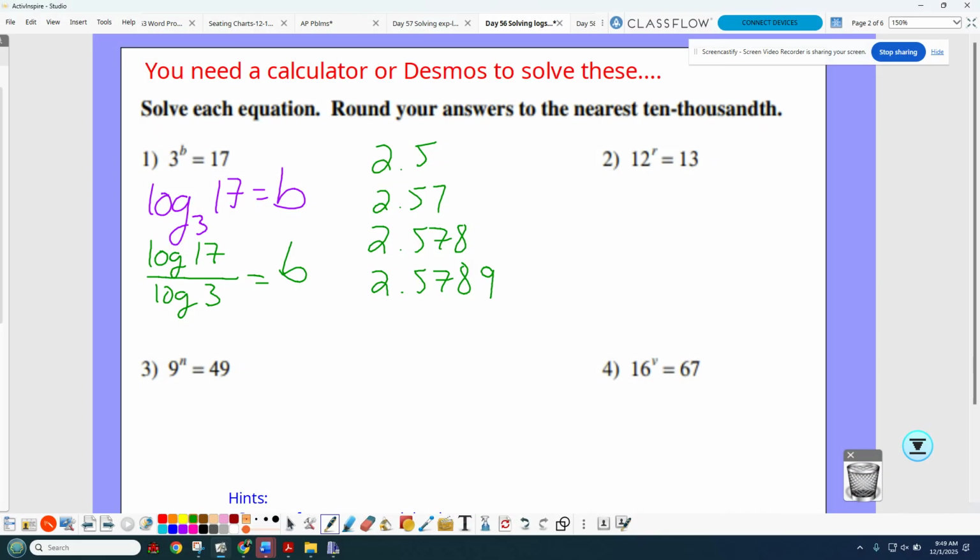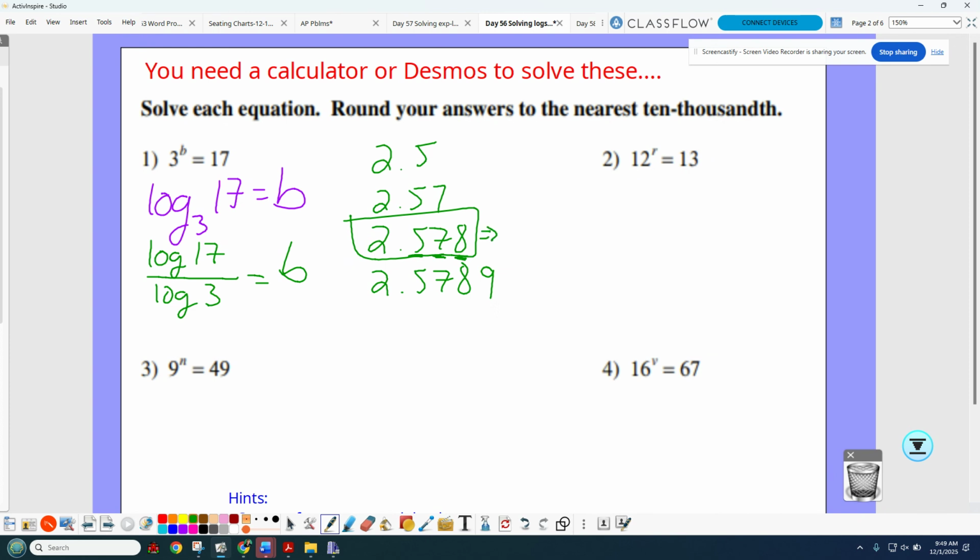Which one? The last one. The last one? That's 3 then. Tenths, hundredths, thousandths. Okay, but it says round. Am I supposed to change that last number up to a 9, or do I leave it alone? No. Change it, you round it up.